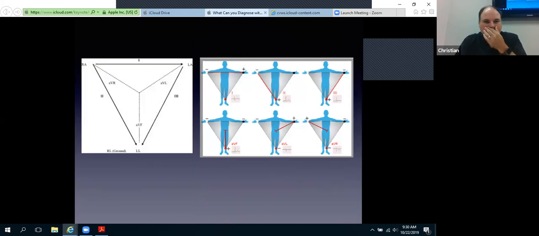So how do we do this? This is the classic Einthoven's triangle. This is what's used to interpret the limb leads, right? And the limb leads are called limb leads because guess where they go? On the limbs, right? Not on the torso.